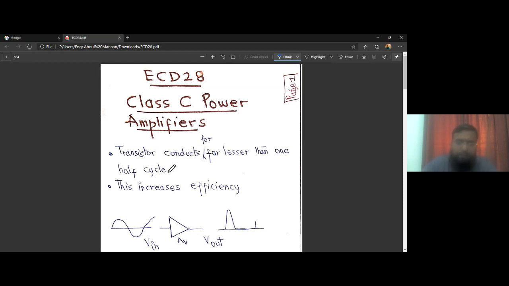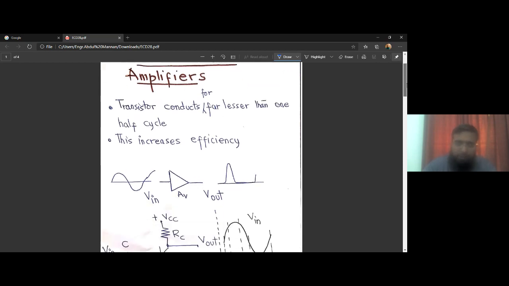We studied in one of our previous lectures that a Class B amplifier works for one complete half cycle, maybe from 0 to 180 or from 180 to 360 degrees, but it conducts for one half cycle. The Class C amplifier works for a time that is even smaller than 180 degrees.